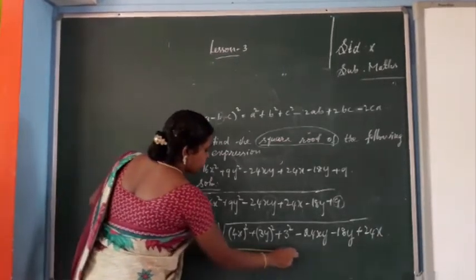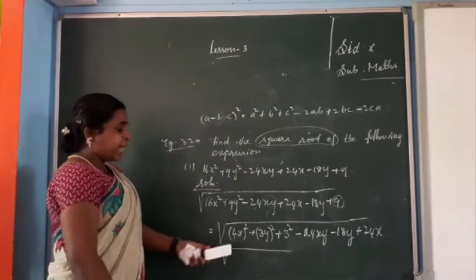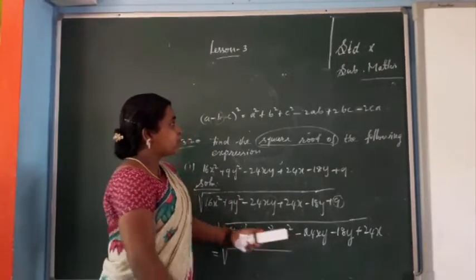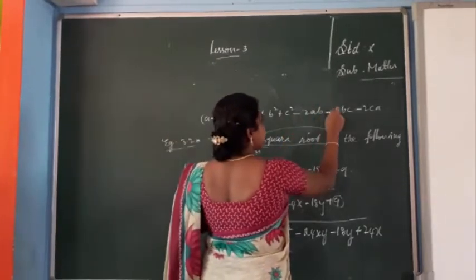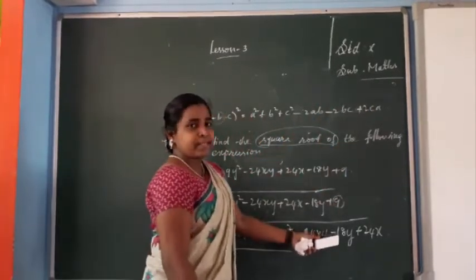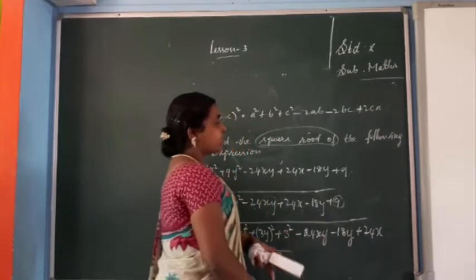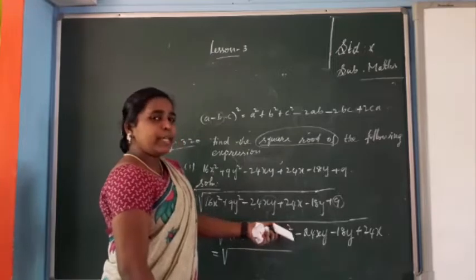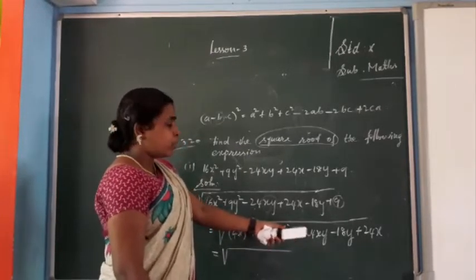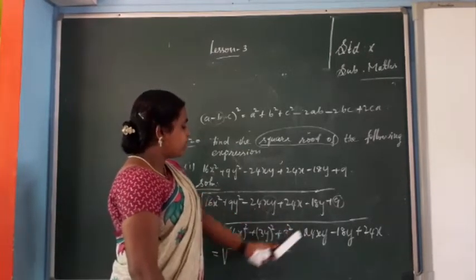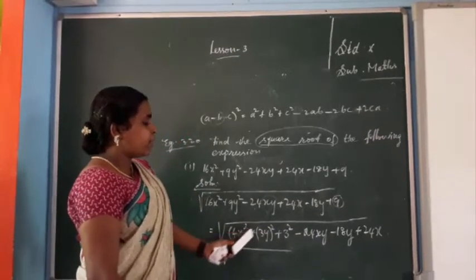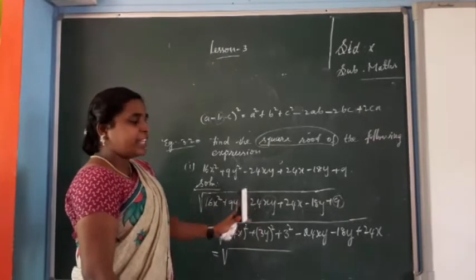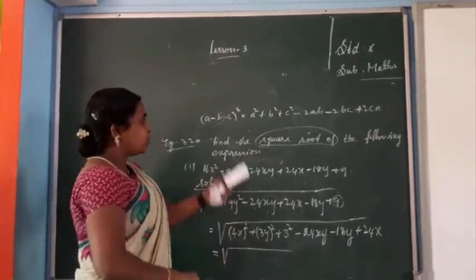So square root again, using square root only. So the answer is a square plus b square plus c square minus 2ab, so these two are minus: minus 2ab minus 2bc plus 2ca. It is in the form of a square plus b square plus c square. No need for expansion there. Actually there, 2ab means 2 into 4x into 3y: 2 4s are 8, 8 3s are 24. You get the correct answer. No need to expand there. So we can use the formula directly.